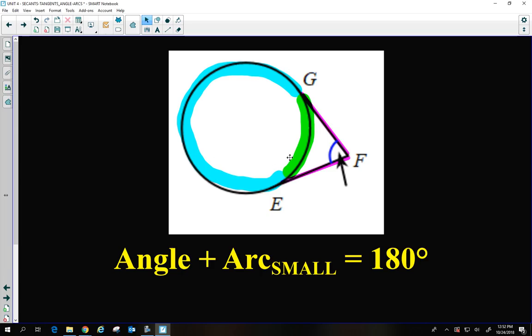And so the relationship here is that this angle formed by the two tangents and this small arc add up to 180 every time. And so if you know either the small arc or the angle, you can find the other one.